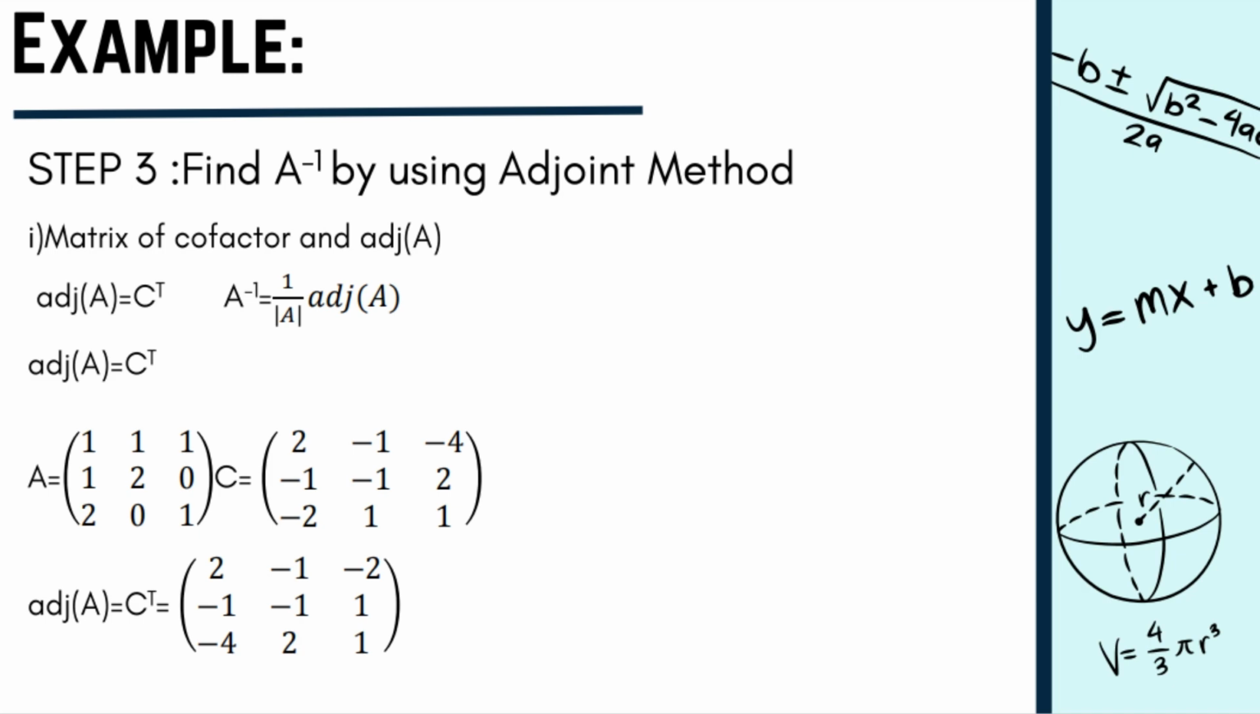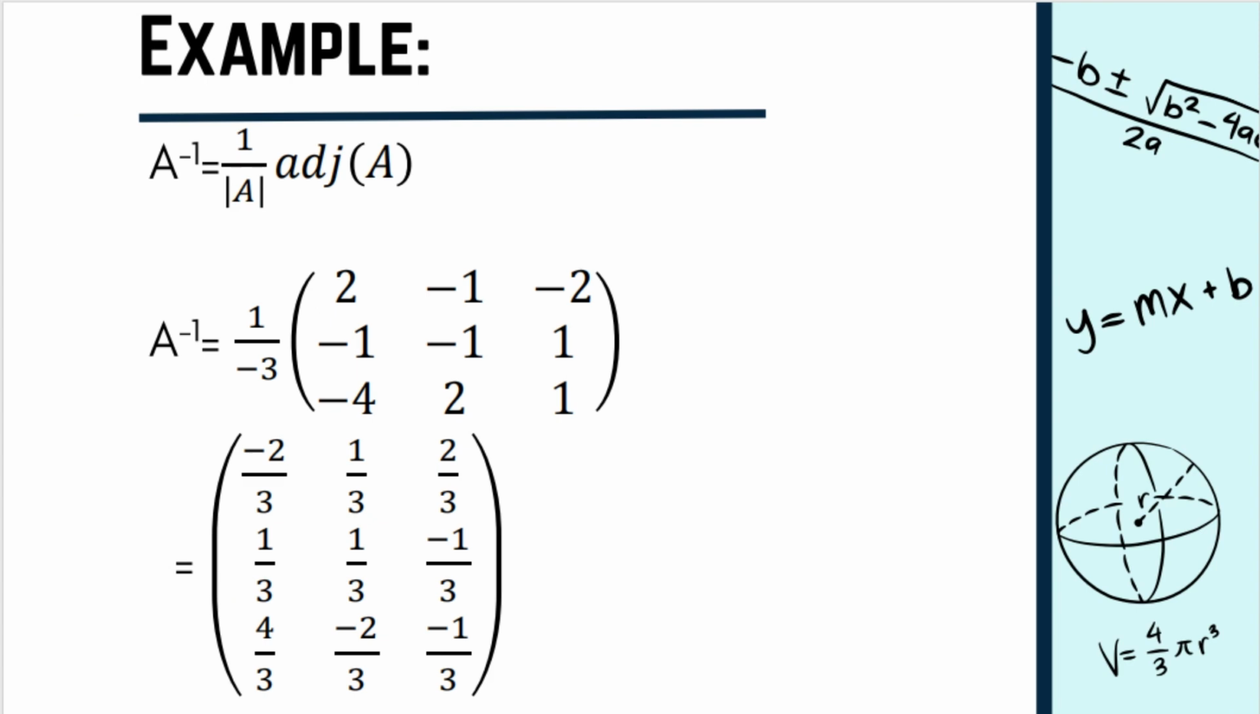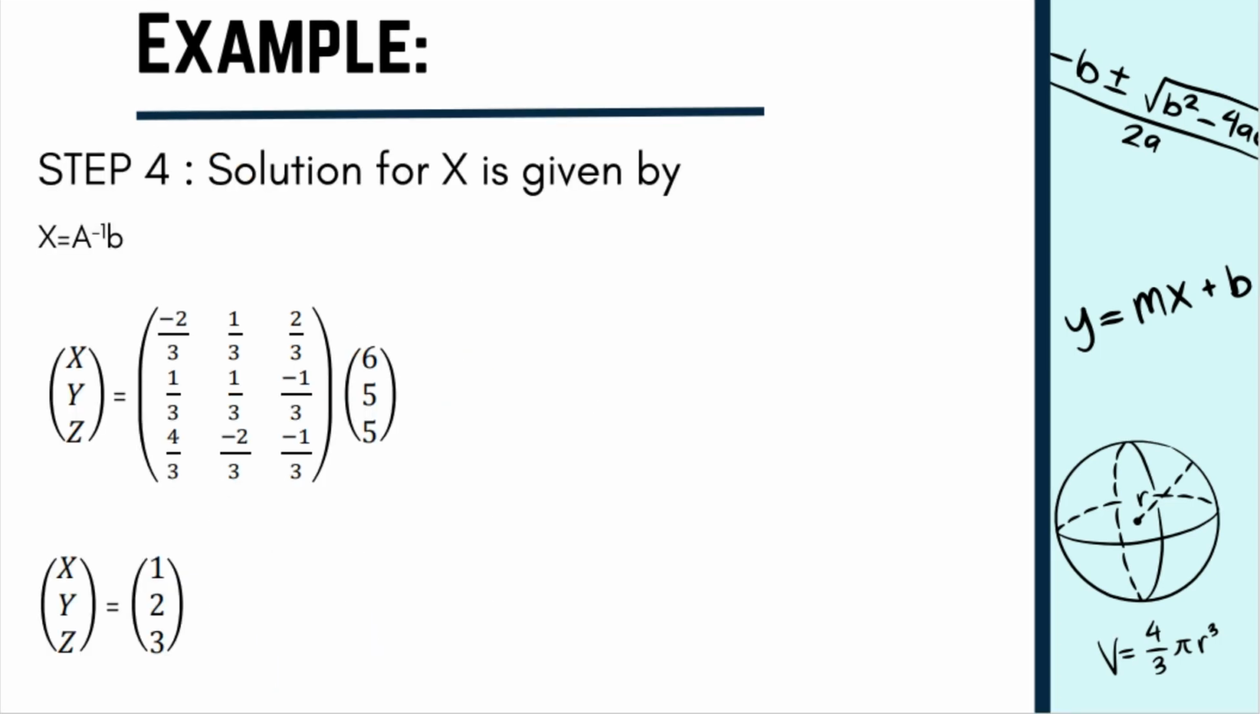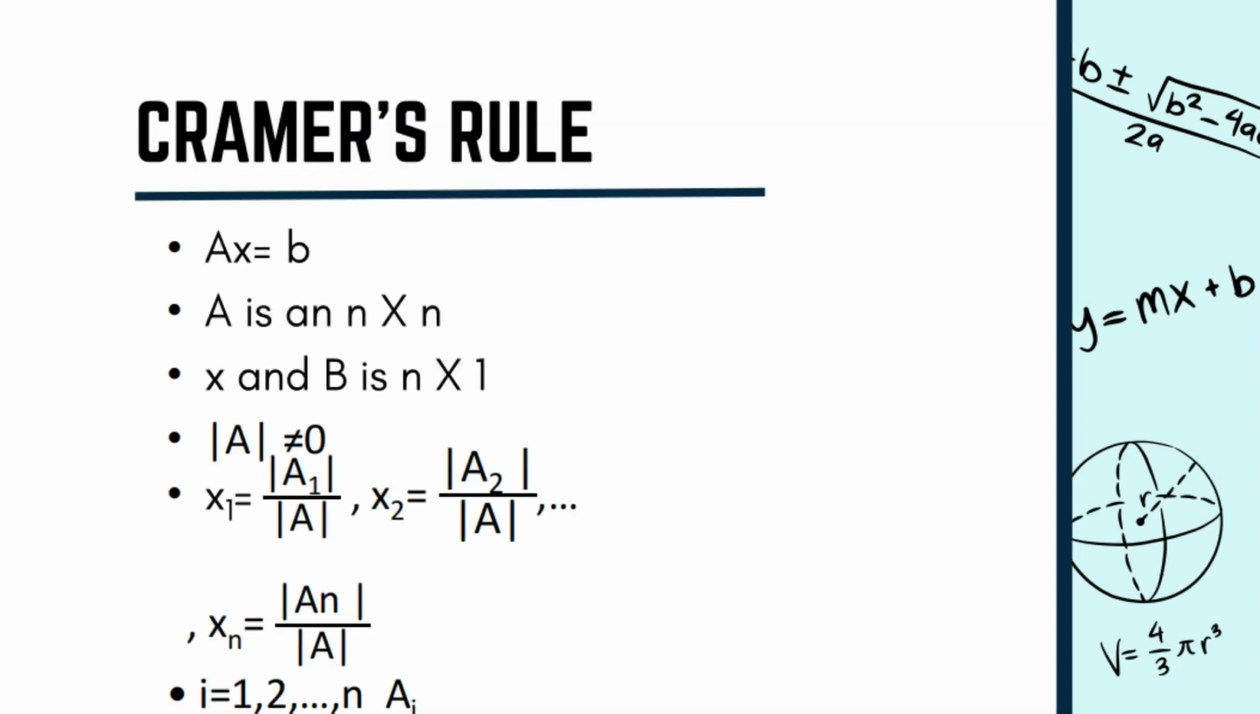After we get the adjoint matrix of A, we can substitute it into the formula. So the inverse of A equals 1 over negative 3 times the adjoint of A, that is 2, negative 1, negative 2, negative 1, negative 1, 1, negative 4, 2, and 1. So this is your A inverse. Therefore, we can substitute it into the formula x equal to A inverse times B. After we calculate this, x will be equal to 1, y will be equal to 2, and z will be equal to 3.